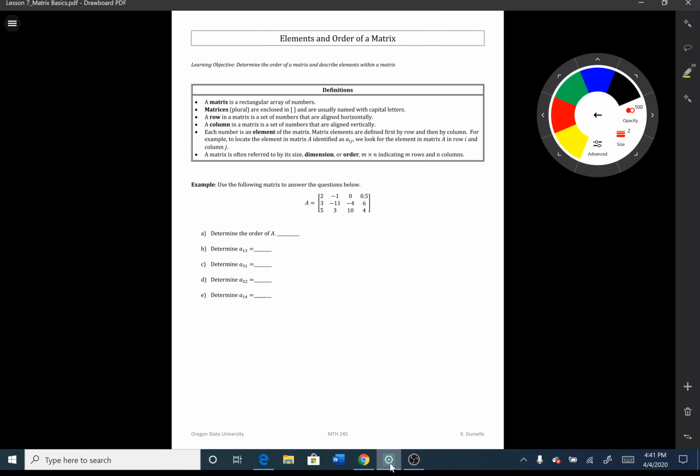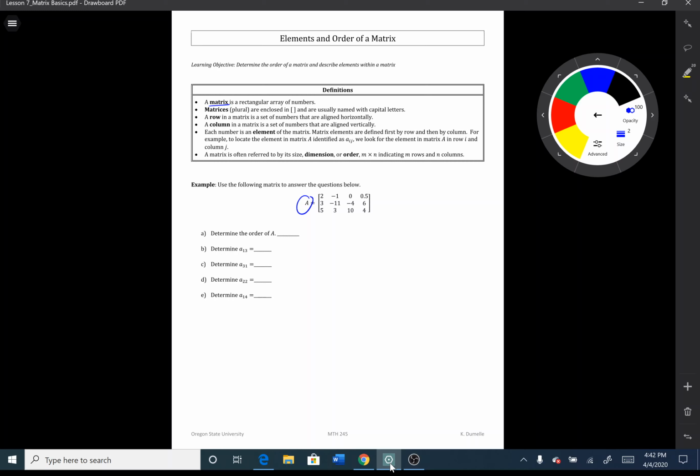Everybody, welcome back. This lesson goes a little bit deeper into what matrices are and a little bit of details about matrices. So, as we saw before, a matrix is simply a rectangular array of numbers, and these numbers can represent all sorts of things. The plural of matrix is matrices. These are enclosed in square brackets and are usually named with capital letters. So we'll see something like capital A equals a matrix or capital M equals a matrix. This is just the standard way that mathematicians like to label matrices.